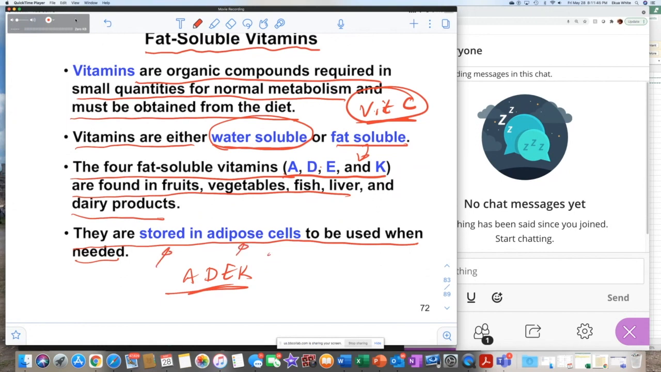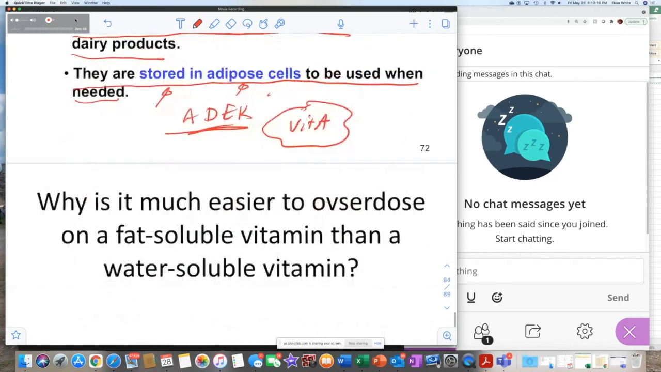So what happens when you're losing weight? If you're losing weight, these fat cells tend to burst open. So if your fat cell has some vitamin A in it and it bursts open, the vitamin A now gets released into your blood, and now it's in your body. And so it's not easy, but you can overdose on these vitamins because your body doesn't flush out any excess amount. It actually stores the excess.